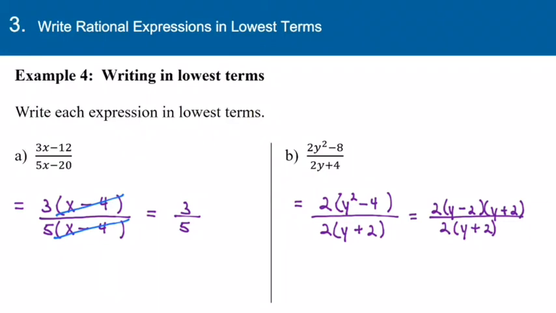And now let's see what we can cancel out. So notice that we have y plus 2 in the top and in the bottom, so those can go. And we also have factors of 2 in both top and bottom.